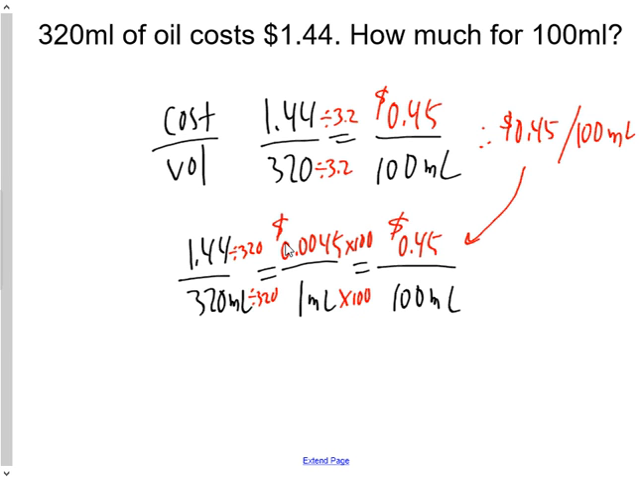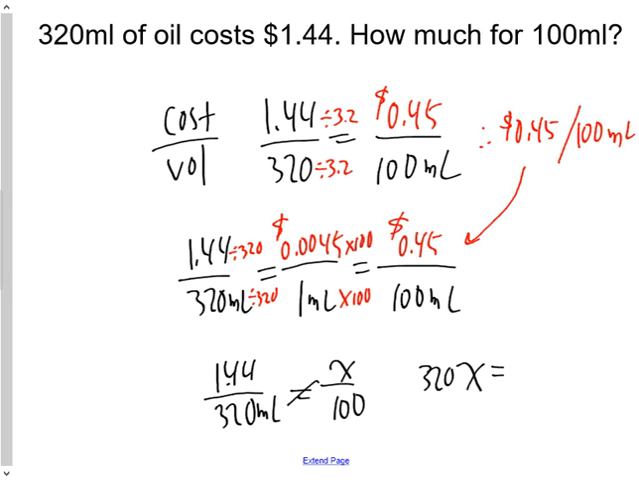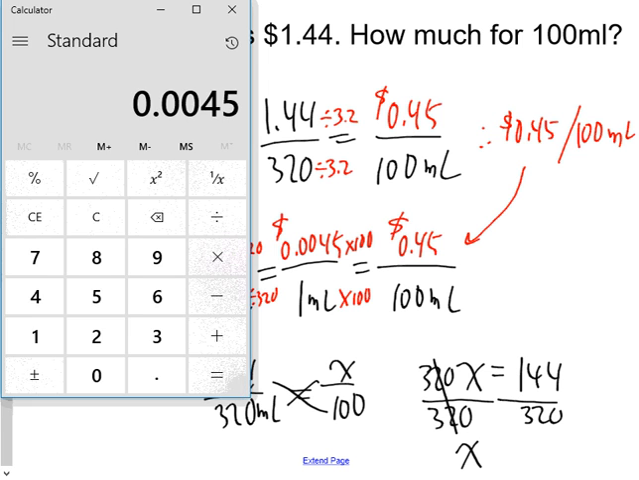And your third method is to take your rate of cost, $1.44 for 320, equals x over 100. Multiply across to get 320x equals 144, because 144 times 100, when you multiply by 100, you just move the decimal twice. Divide both sides by 320, and x will equal 144 divided by 320, 0.45.